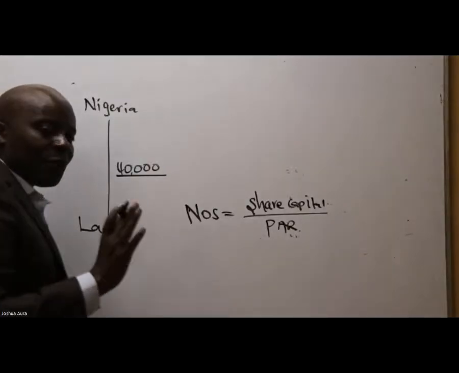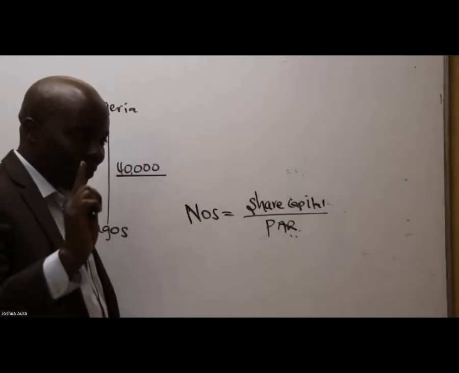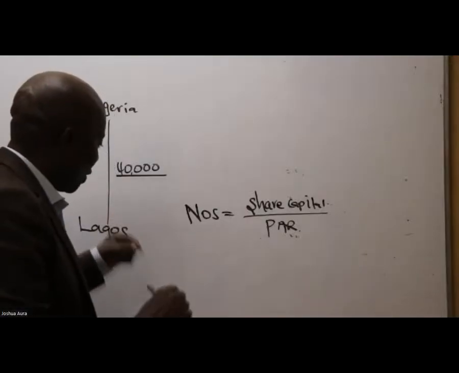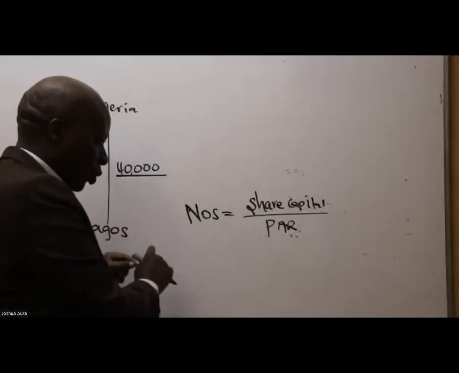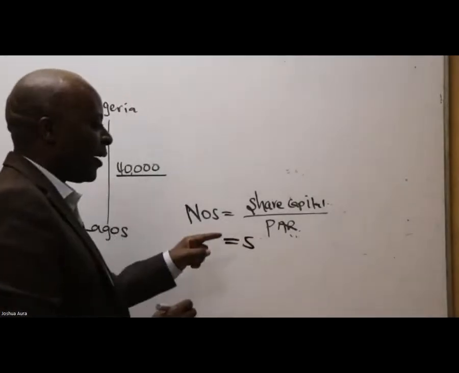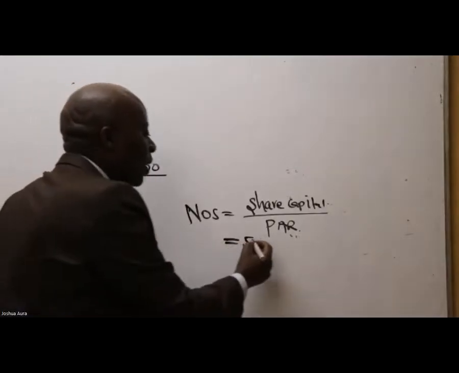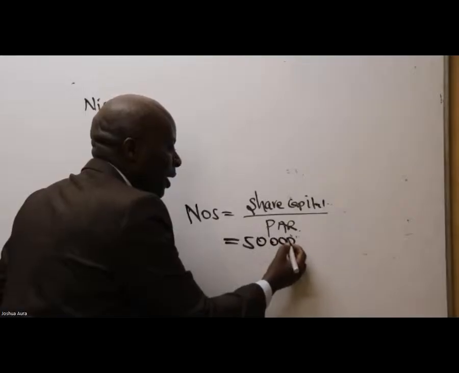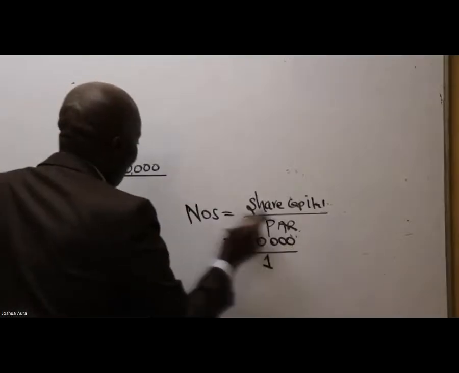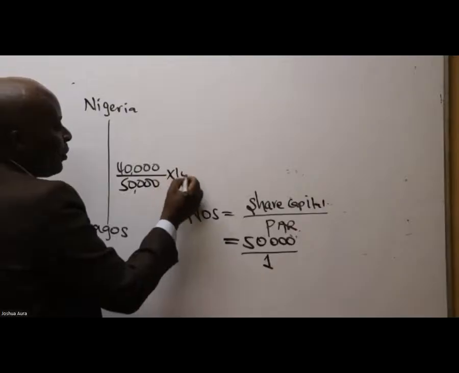Remember, I'm interested in getting the number of ordinary shares of the subsidiary, not the parent. We bought 40,000 shares. How many shares does it have in total? The share capital of this company called Lagos is 50,000, and the par value is 1. So in total, the number of ordinary shares is 50,000. Then this means 40,000 divided by 50,000 times 100.